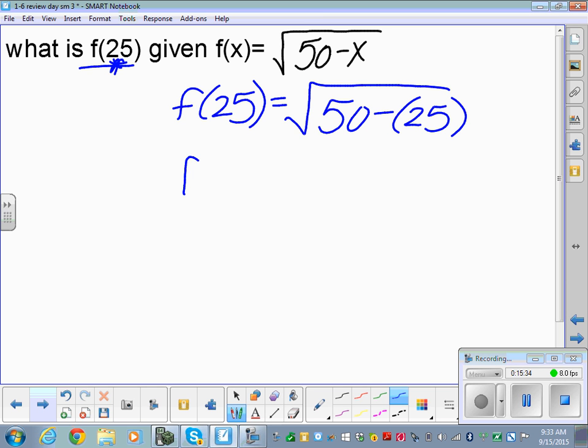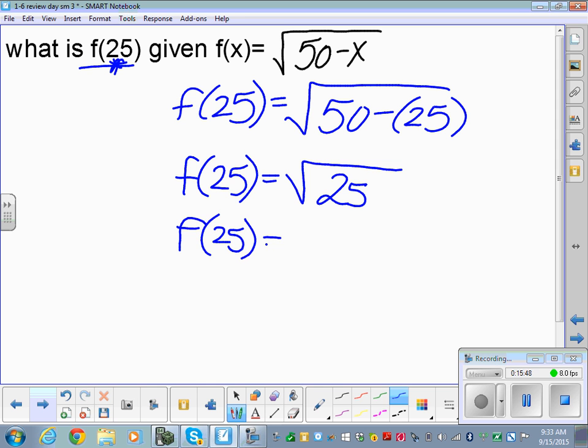So then we know that f(25) just means what's our function at the value of 25. f(25) is equal to, okay, 50 minus 25 is 25. So our function at 25, f(25), is equal to the square root of 25, which is 5. So f(25) is equal to 5. Any questions on that?